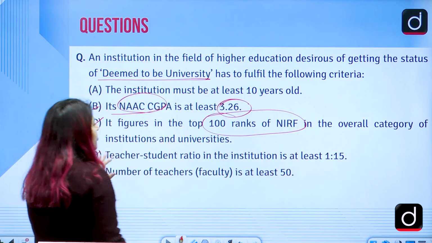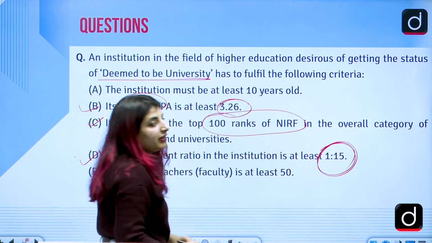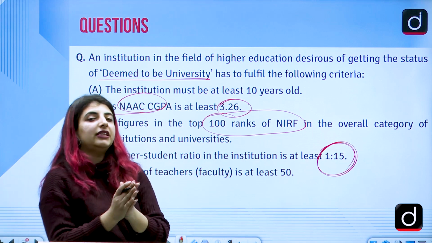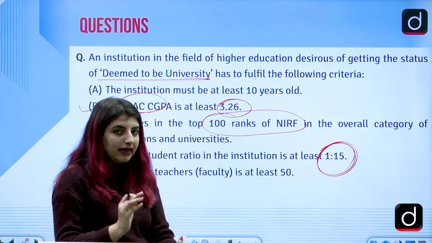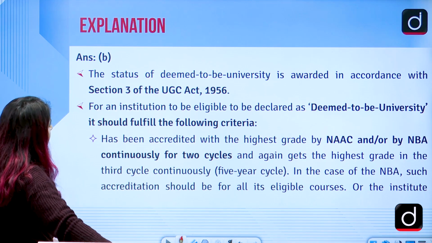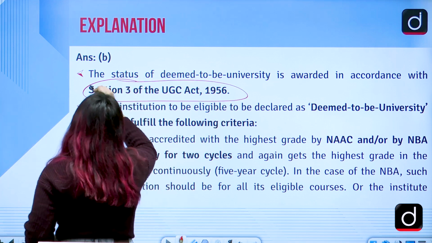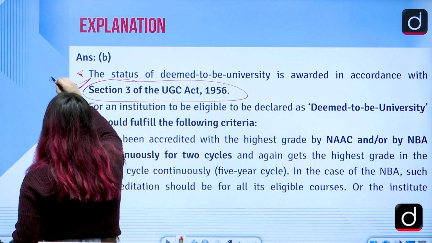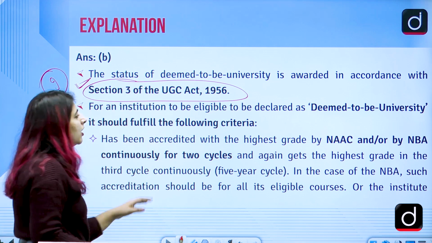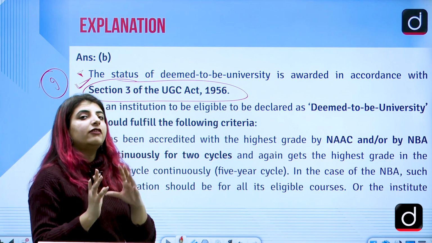B, C, D: the teacher-student ratio in the institution is at least 1 to every 15 students. So one teacher should be teaching at least 15 students in the deemed to be university. Correct? So this is the criteria, in accordance with Section 3 of the UGC Act. This is an important piece of information they can ask. For an institution to be eligible to be deemed to be university, there are the following criteria.